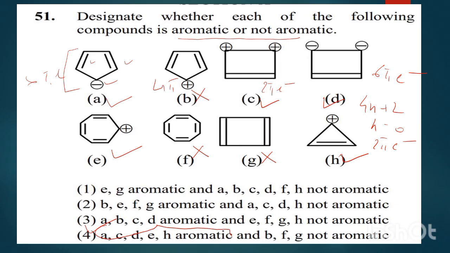B, F, G are not aromatic. Also, we can conclude that all are planar since they can be drawn in a plane, and delocalization is there in everyone. Also, from the options we can see that E, G, or B, F, G, all other options will not get matched, therefore only one option is correct.